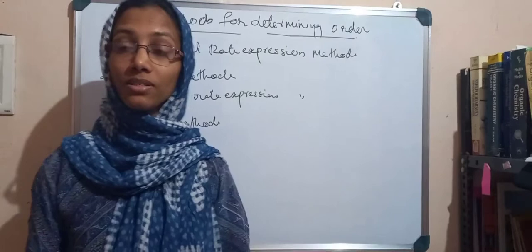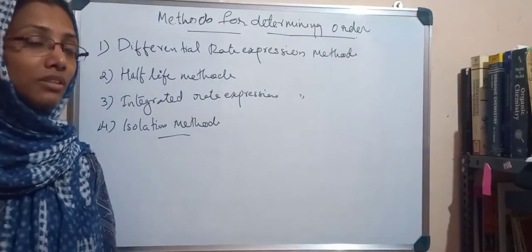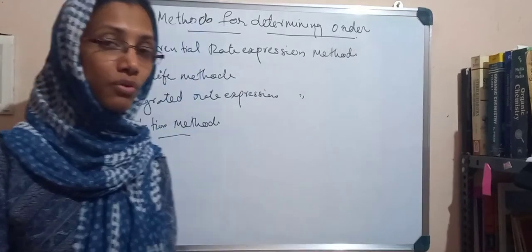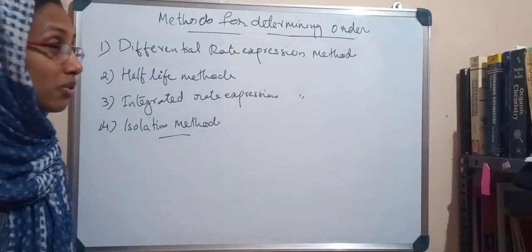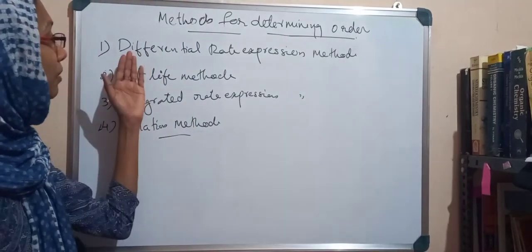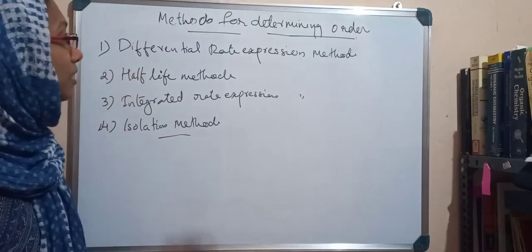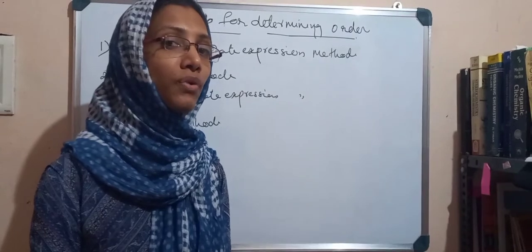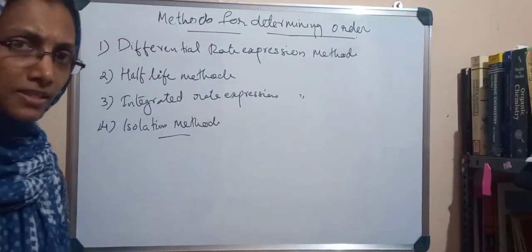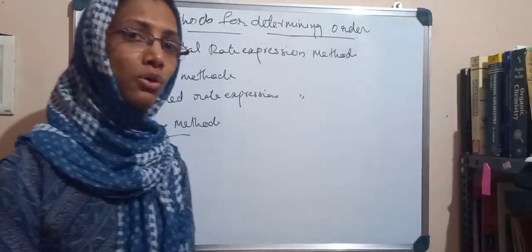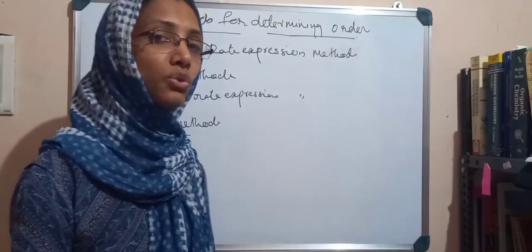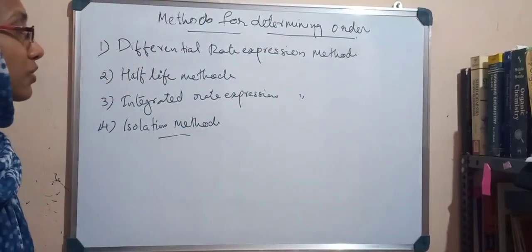In the previous classes we learned about what is the order of reaction and the integrated rate equation for reactions of various orders. So today we have to discuss the different methods used for determining the order of a reaction. We know that order of a reaction is an experimental quantity, so there are different experimental methods to determine the order of reaction.